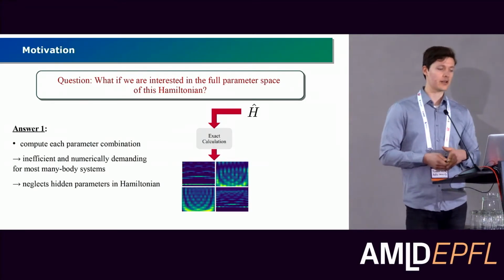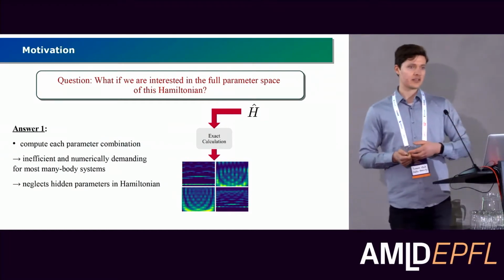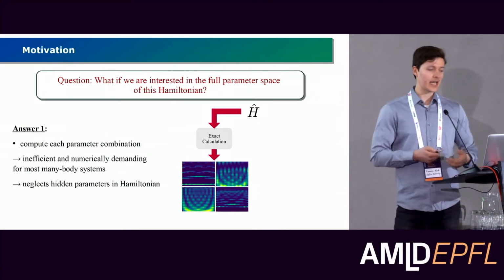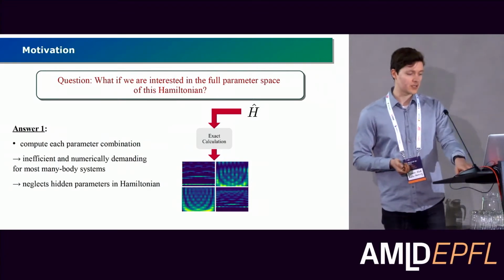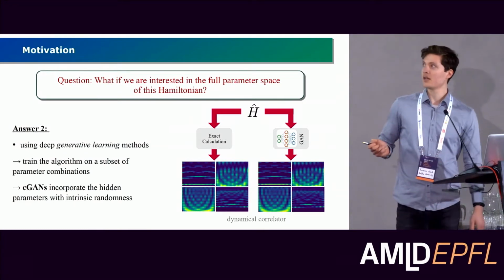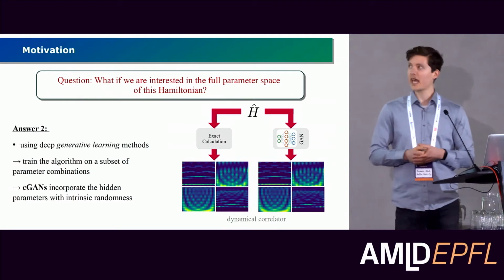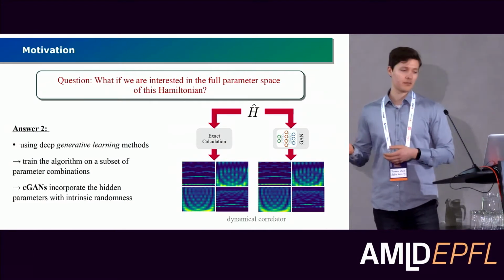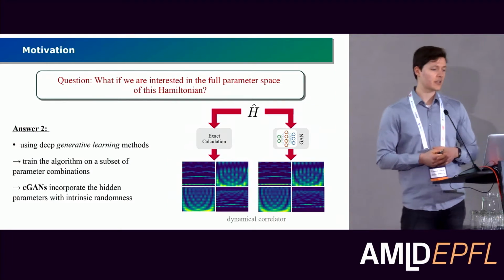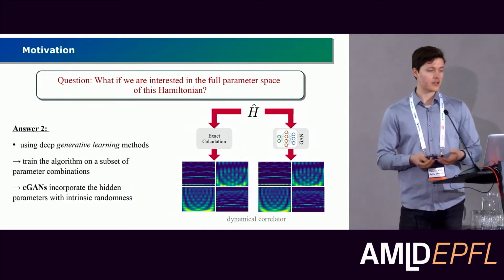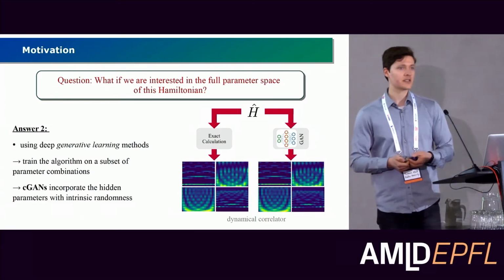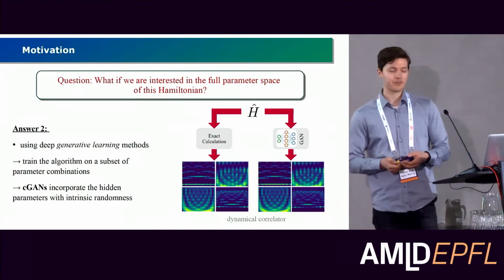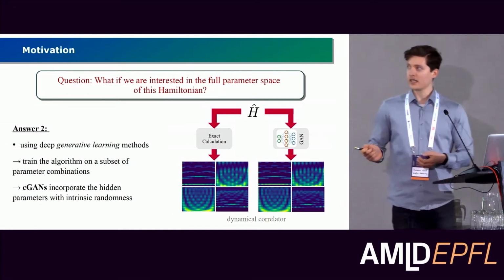So the first and easiest answer is, okay, we can compute each parameter combination by hand, which for the dynamical correlator is really inefficient and numerically demanding for most many-body systems, and also neglects the hidden parameters included in the Hamiltonian. So the approach we follow is the following. We use deep generative learning methods, in this case conditional GANs, to simulate these spectra. We take the conditional parameters as input, feed them into our algorithm, and obtain these spectra from the dynamical correlator. For the training, the difference is that we can train the algorithm on a subset of parameter combinations, which means we don't have to compute each parameter combination by hand. And due to the intrinsic randomness of these algorithms, it can also incorporate the hidden parameters of the Hamiltonian.